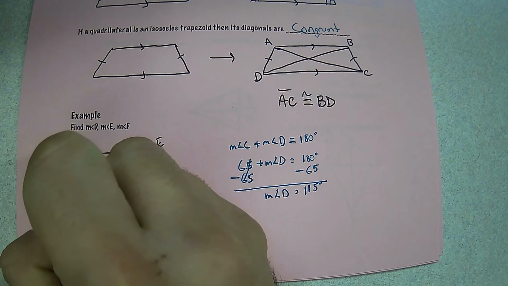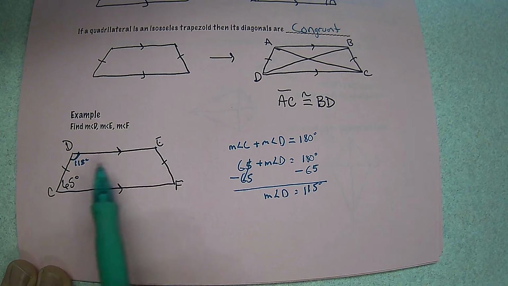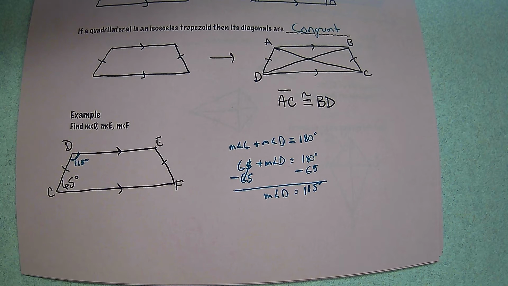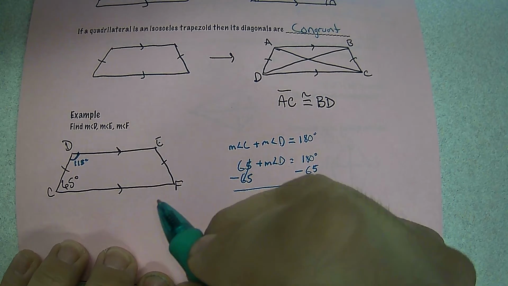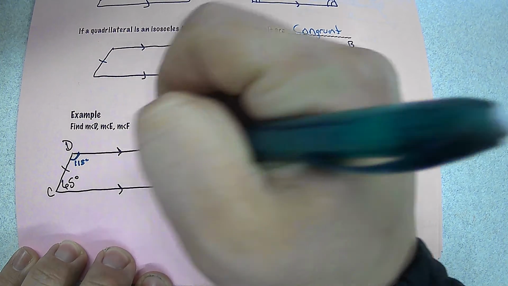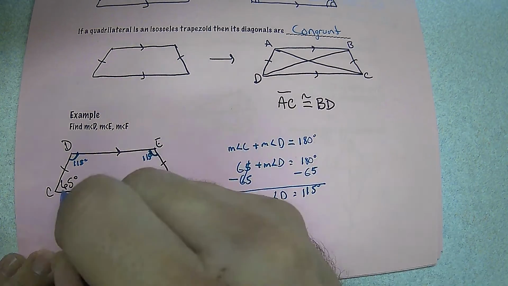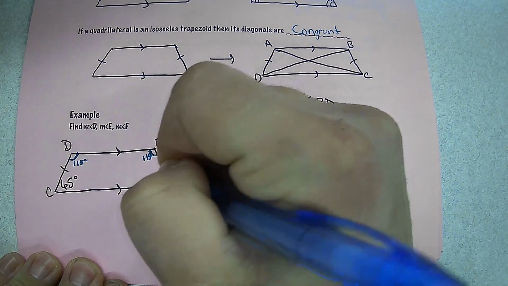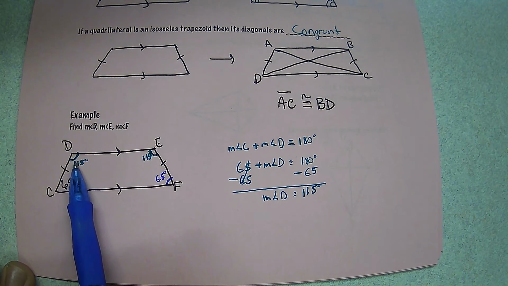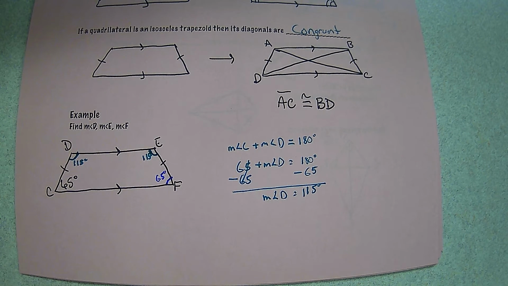This one's 115 degrees. Now notice that these legs are congruent, so this is an isosceles trapezoid. And meaning it's an isosceles trapezoid, the base angles are the same. So if this is 115, then that means the one next to it is 115. And then this angle down here is going to be the same as this one. So this one's 65 degrees. So D is 115, E is 115, and then F is 65 degrees.